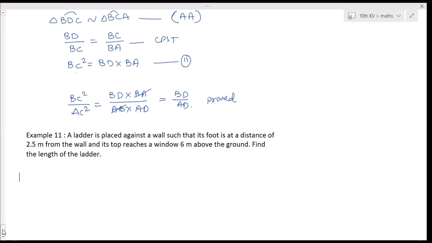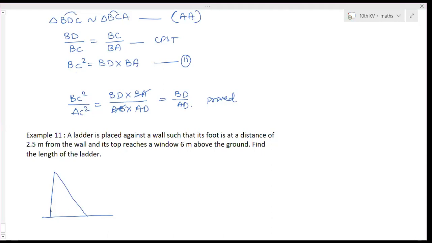A ladder is placed against a wall such that its foot is at a distance of 2.5 meter from the wall. The top reaches a window 6 meter above the ground. So this is a window on the wall, on that it is leaning. The ladder is leaning like this.